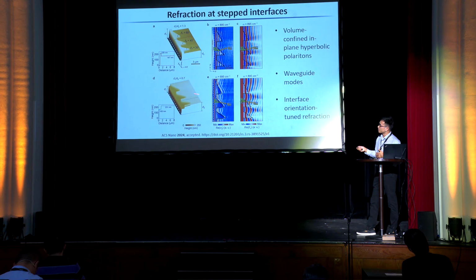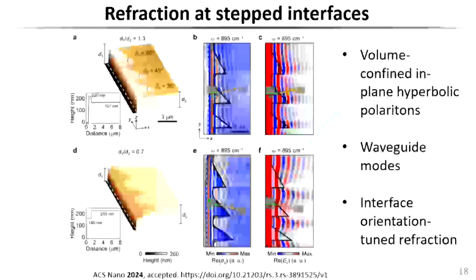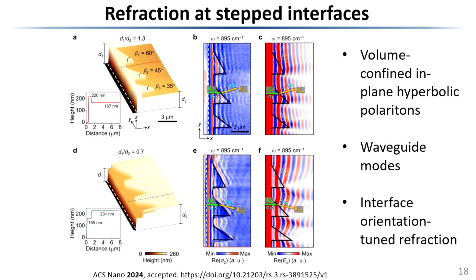Here's our experiment and the fabrication. We use photolithography to define some angled interface. We can use a larger thickness here, lower thickness there. We can also reverse the fabrication, and you will see the refraction direction is different. That is because of the non-collinearity of the wave vector and the Poynting vector.